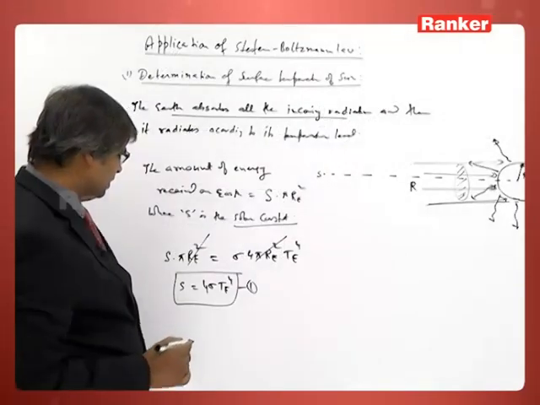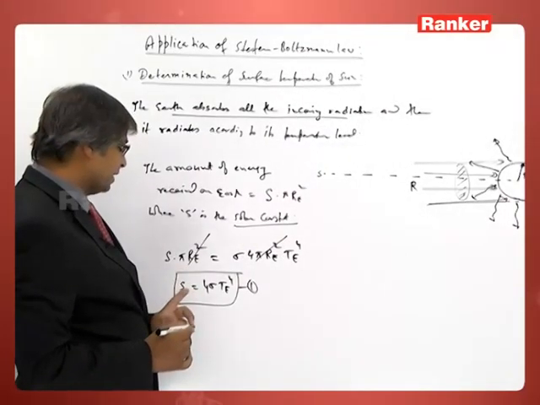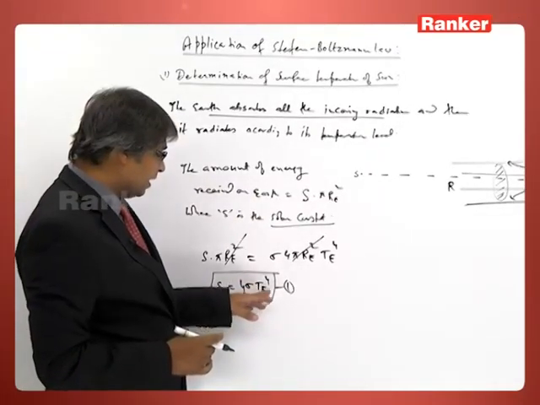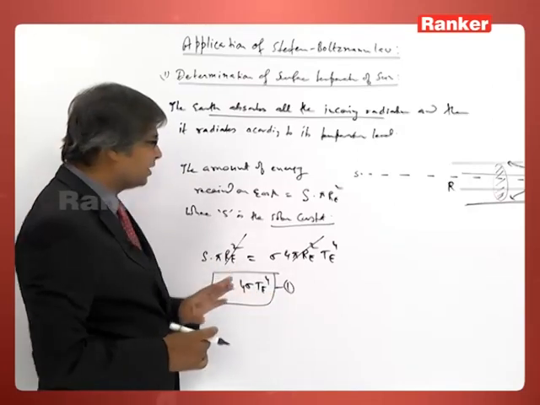So, now the solar constant can be calculated, T earth is known. In this way the average temperature of earth also we can determine.